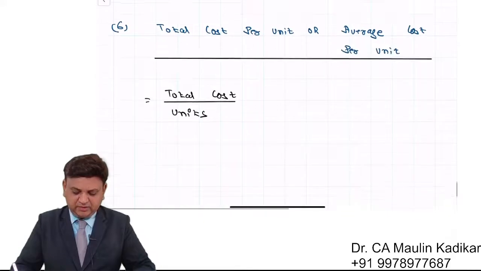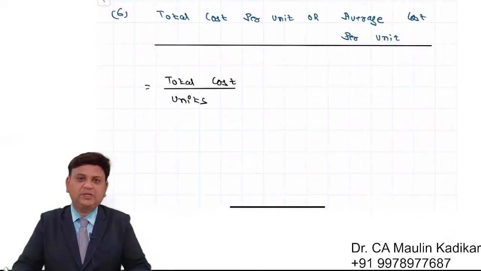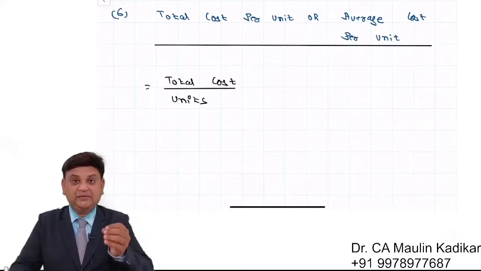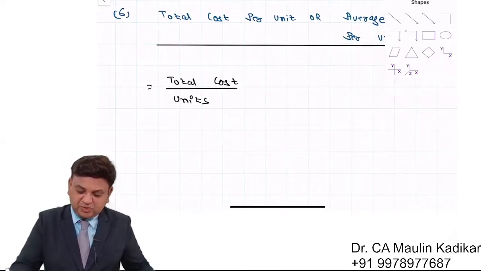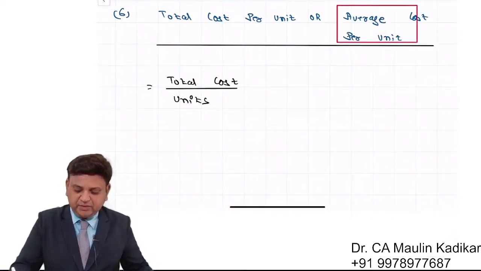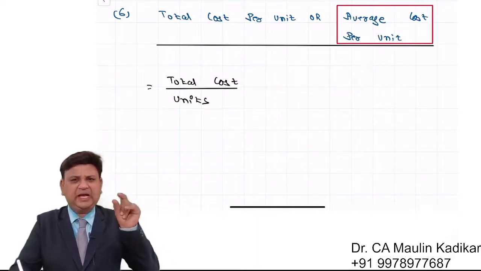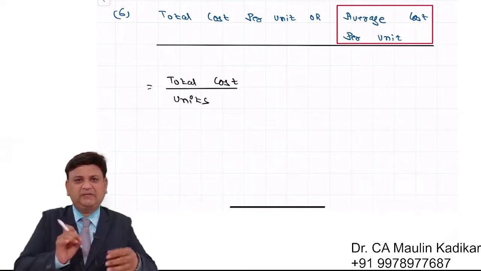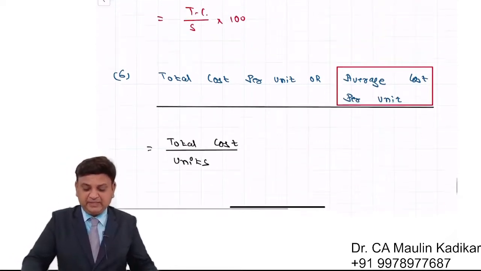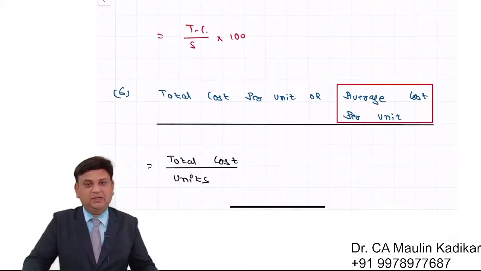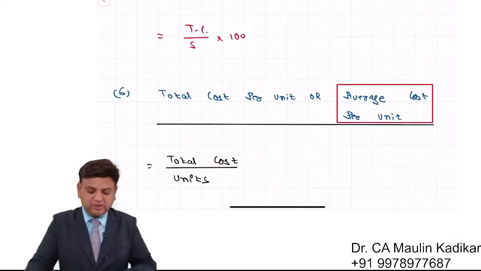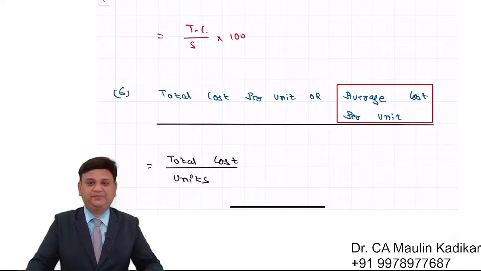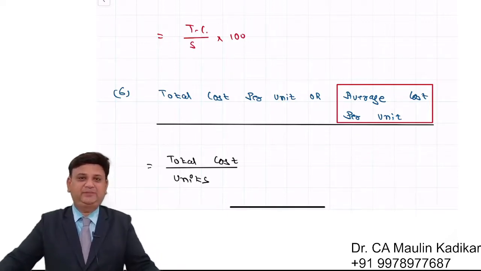Now friends, over here we understand that the total cost per unit is also given a name as average cost per unit. Basically, as a student, you may have a notion that average means total of something divided by 2. But in this example, it is not. For the purpose of this chapter, total cost per unit or average cost per unit is one and the same. That is what we understand.